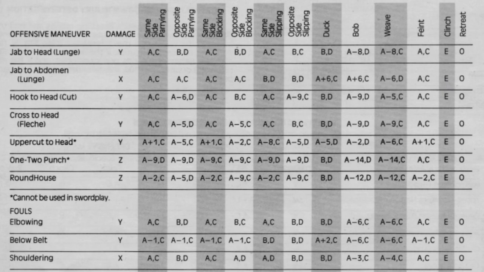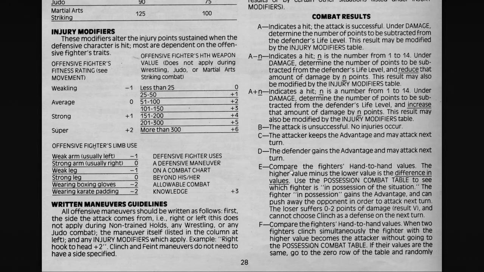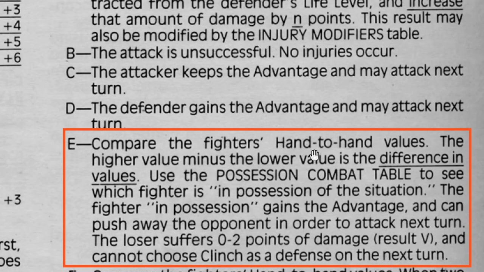Now we have to see what E is on the table, and this would be comparing the fighters' hand-to-hand values. Let me go ahead and pull this back up over here for you guys. All right, so as you can see here, E says to compare the fighters' hand-to-hand values. The higher value minus the lower value is the difference in values. Use the possession combat table to see which fighter is in possession of the situation or has the advantage. That's basically what they're talking about here.